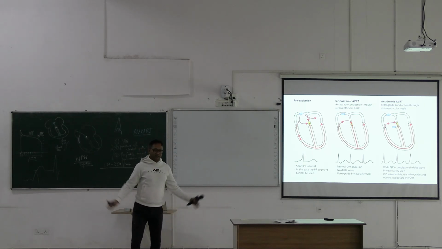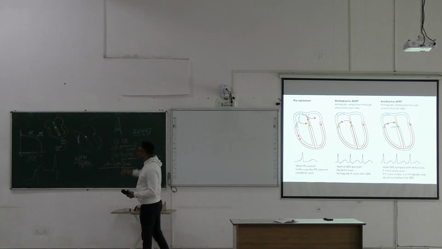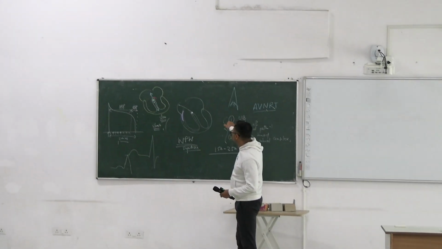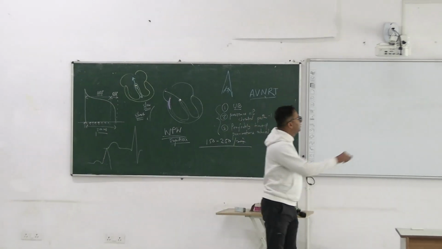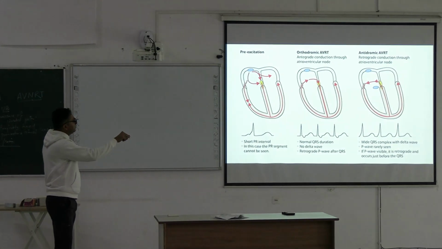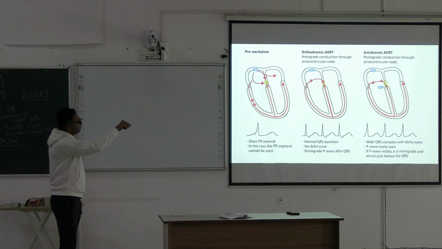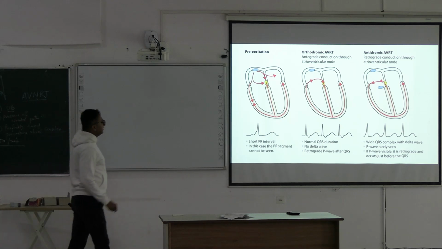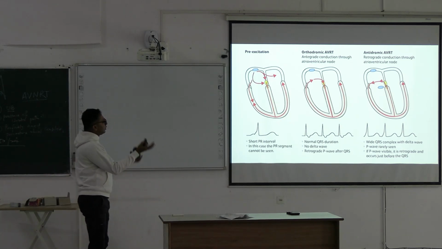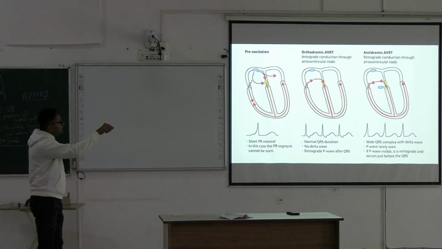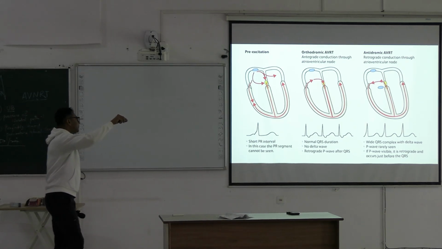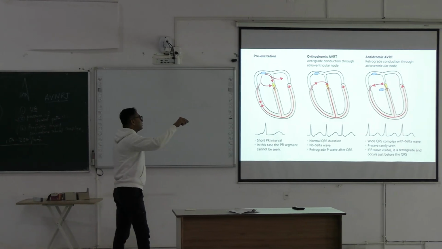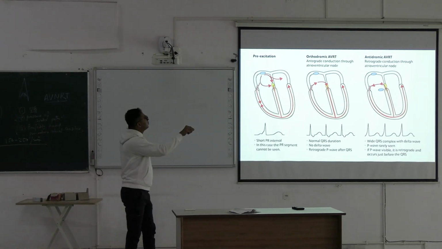So here is a big reentry circuit. पहले एक छोटा सा reentry circuit था around the AV node, right? Around the AV node we have this छोटा सा reentry circuit. Now we have a big reentry circuit, right? You see the electrical impulse or depolarization wave is coming through the normal pathway, going back to atria through the abnormal pathway. We call it orthodromic AVRT, right? Orthodromic AVRT. And another problem is just the opposite of that. The action potential is coming from atria to ventricle through the abnormal pathway, or the bundle of Kent, right? And it is going back to atria through the normal pathway, and it is called antidromic AVRT.